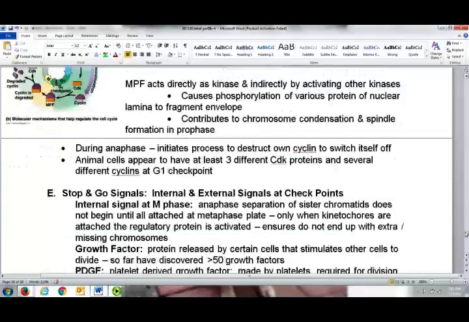So in animal cells, it appears that we have at least 3 different CDK proteins and several different cyclins at the G1 checkpoint. So you can think of this as being more of an example of how this process works, but there are multiple different types of CDK proteins.